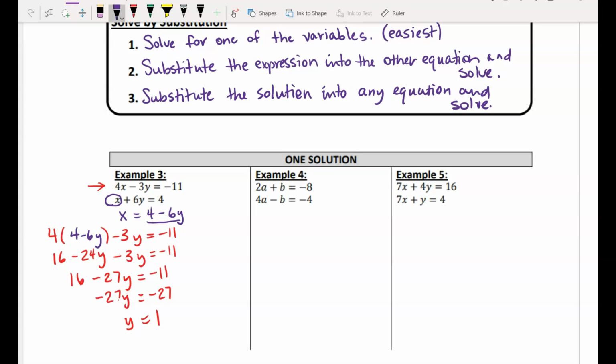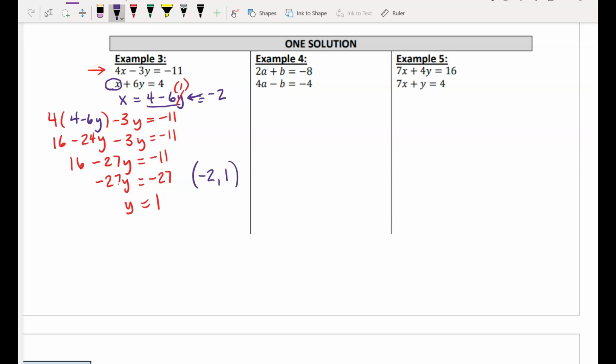The final step is to take that value for y and substitute into any of the equations above to find the x that goes with it. Now this is going to be the easiest equation to solve for x because it already has x on one side. I just need to put a 1 in for that y. So I have 4 minus 6 times 1 for the y, and 4 minus 6 is negative 2. So my x value is negative 2 in my ordered pair, and the y value is 1. Remember, x always comes first, and then the y.